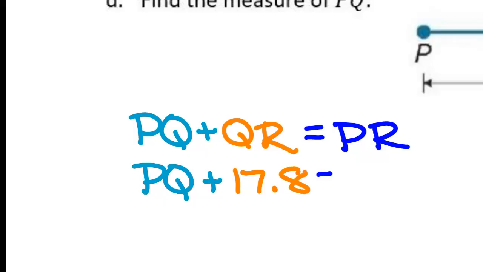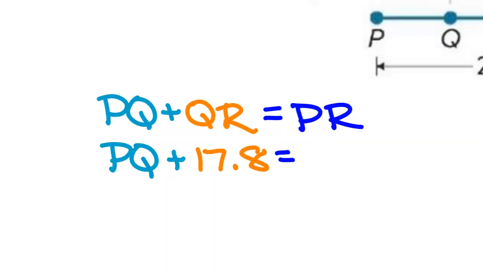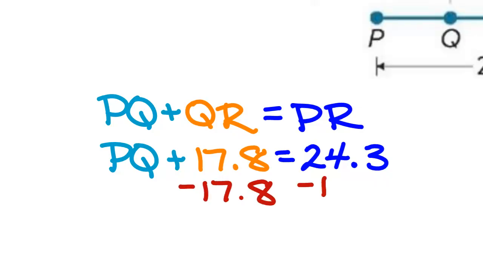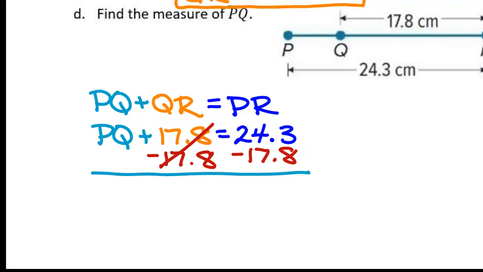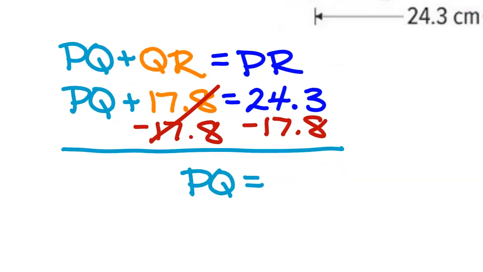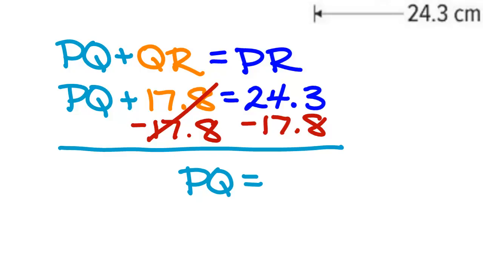17.8 equals what? 24.3. So how do we get PQ by itself now? Yes, we're going to subtract 17.8 on each side. And that means that PQ is what? 6.5. Do we need units with that? Centimeters. Beautiful.